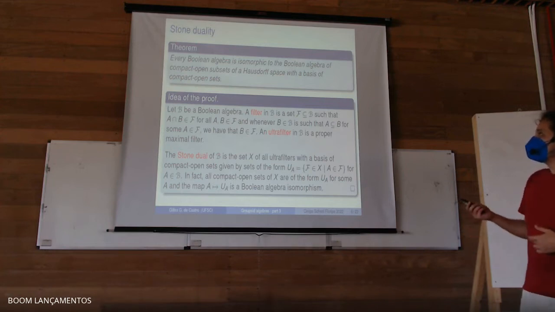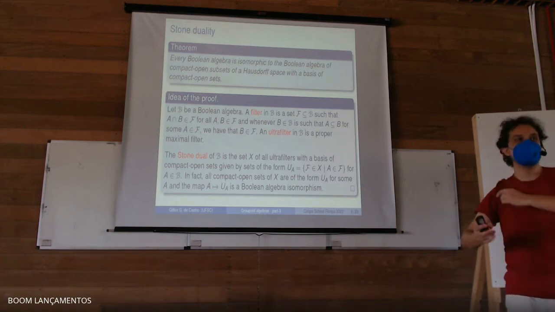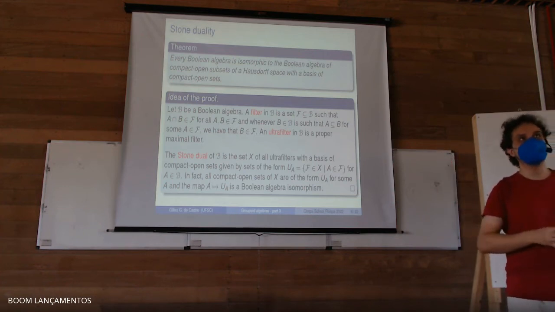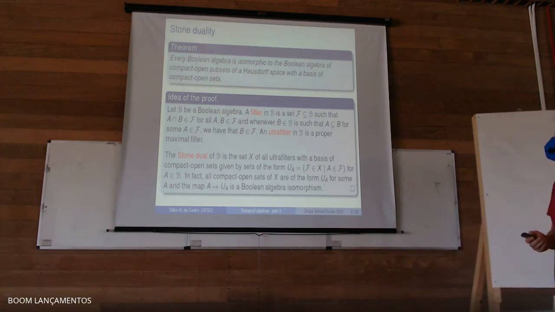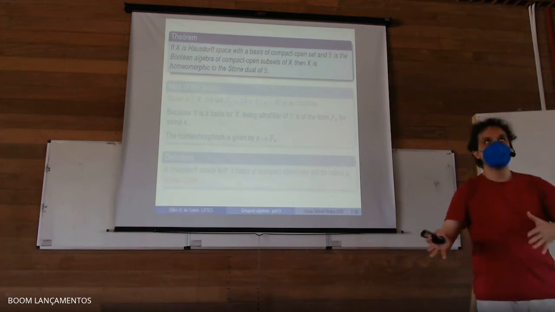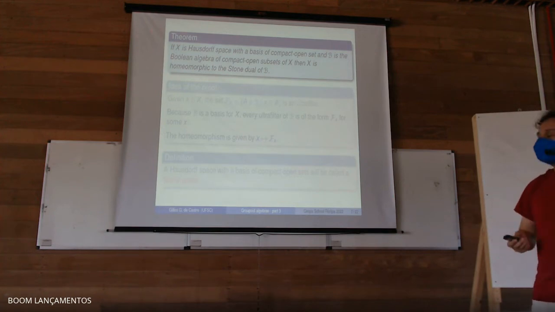Because I'm talking about a duality, here we started from a Boolean algebra to build a topological space and then get back the Boolean algebra. We want to go the other way around: start with a topological space, take the Boolean algebra of its compact open subsets, and then recover the topological space. That's the other part of the duality. If you start off with a Hausdorff space with enough compact open sets, so we need a base of compact open sets, and you take B as the Boolean algebra of all compact open subsets of X, then the dual of this Boolean algebra is homeomorphic to the original topological space. So the topological space is completely characterized by its compact open subsets.